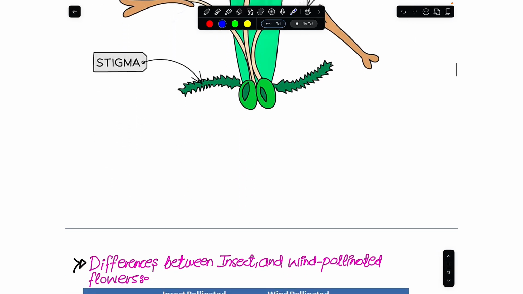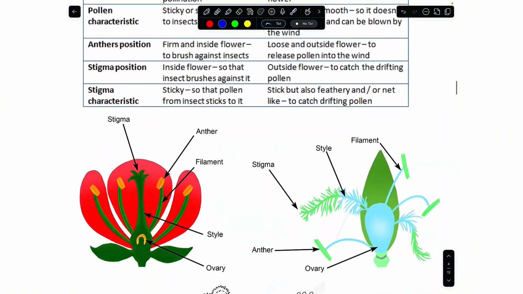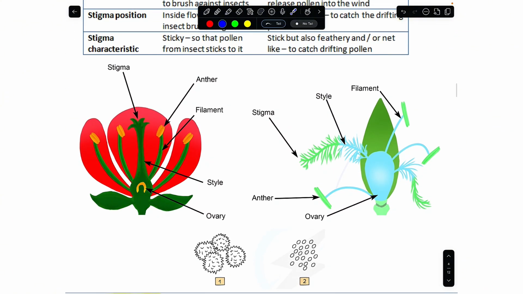From the paper point of view, the students must be very clear about differentiating between the insect pollinated and wind pollinated flowers. So let us try to talk from the very basic ones. The petals of the insect pollinated flowers are brightly colored and scented. For the wind pollinated flowers, they are dull and they are not scented. As far as the filaments and anthers of the insect pollinated flower are concerned, they are short and they lie within the flower.